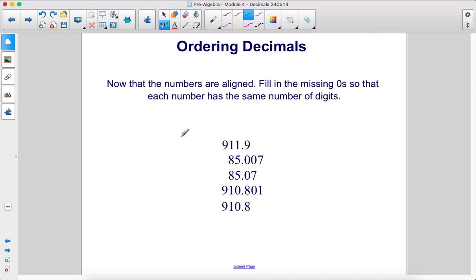All right, here are all the numbers. I think they're arranged slightly differently. It's fine. Now that they're all lined up with their decimal points in a line, fill in the missing zeros so that each number has the same number of digits. So, for example, this is 3. We're missing a leading 0 here. We're missing 2 here. All right, so now they all have 6 digits.